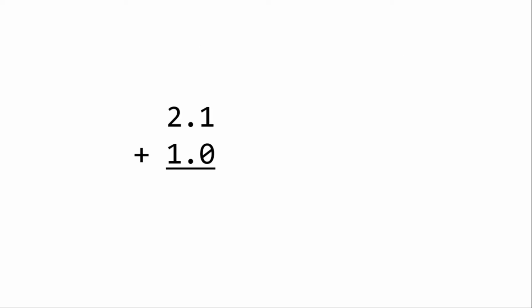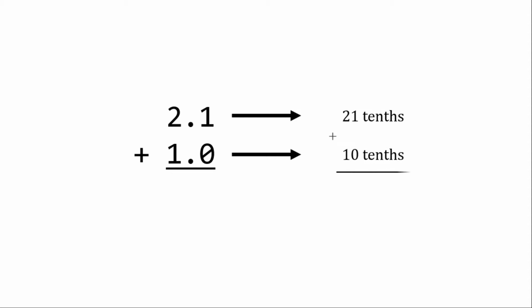So it says 2 1/10 plus 1 0/10. How can we convert that all into tenths? Well, 2 1/10 is the same as 21 tenths. 1 0/10 is the same as 10 tenths. Now 21 plus 10, that's easy, that's 31. So 31 tenths is the same as 3 1/10. Okay, so we can add that way. We can convert it into tenths and then convert it back.